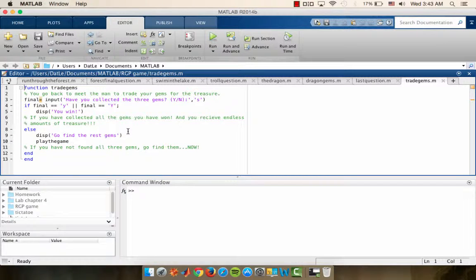So once you finally get all 3 gems, you are able to go back to the man and trade them for your treasure. That also has a compound condition in it that allows you to do that. And if you have not gotten all the gems, then you have to go back to the beginning, play the game, and get all 3 gems.